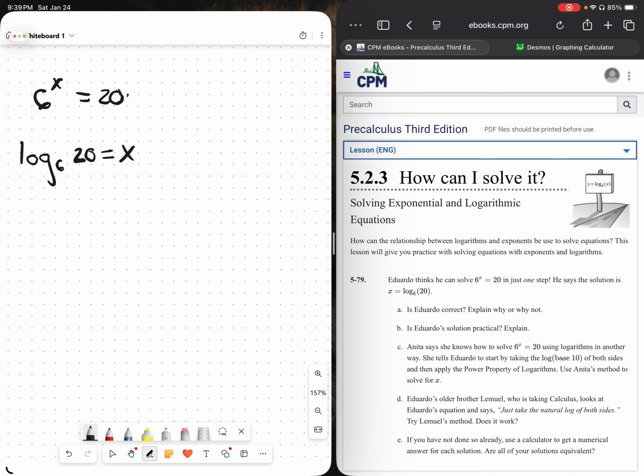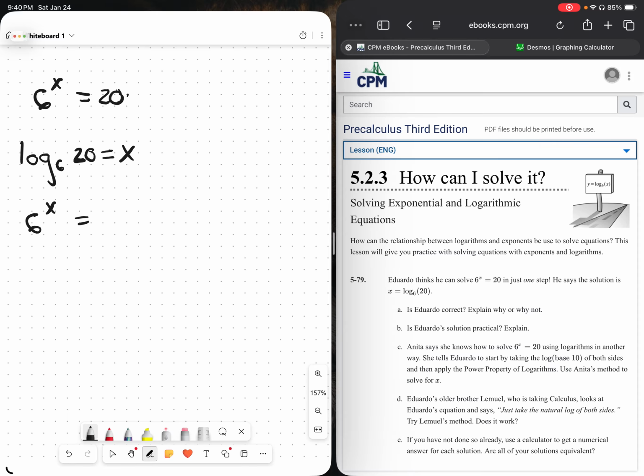Sure, right? So we can plug this in a calculator, log base 6 of 20, boom, spits out an answer. Right now, it's going to be a decimal answer. So is it practical to answer their question? Is it practical? No, that decimal answer is probably not practical, but it still gets us there, right? So in C, she says she knows how to solve the problem using logarithms in another way.